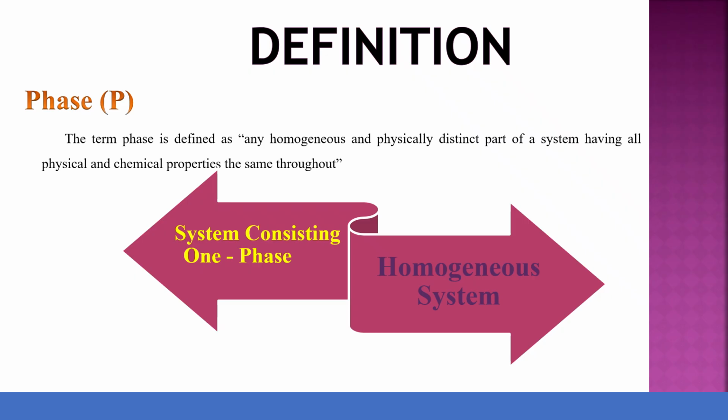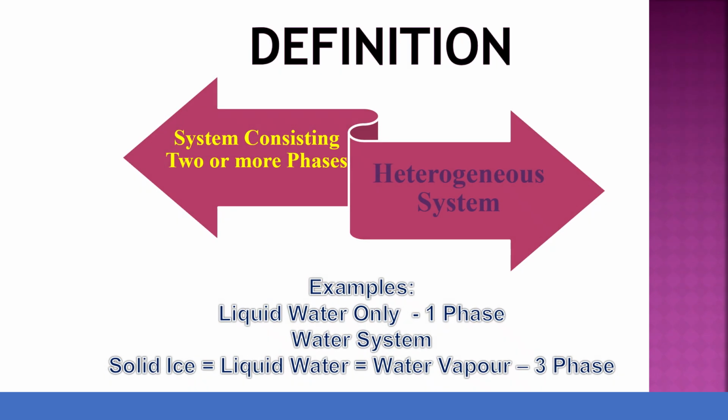The term phase is defined as any homogeneous and physically distinct part of a system having all physical and chemical properties the same throughout. A heterogeneous system will have 2 or more phases. In the case of water, it can exist in 3 forms, that is solid ice, liquid water, and water vapor. Altogether, it has 3 phases.